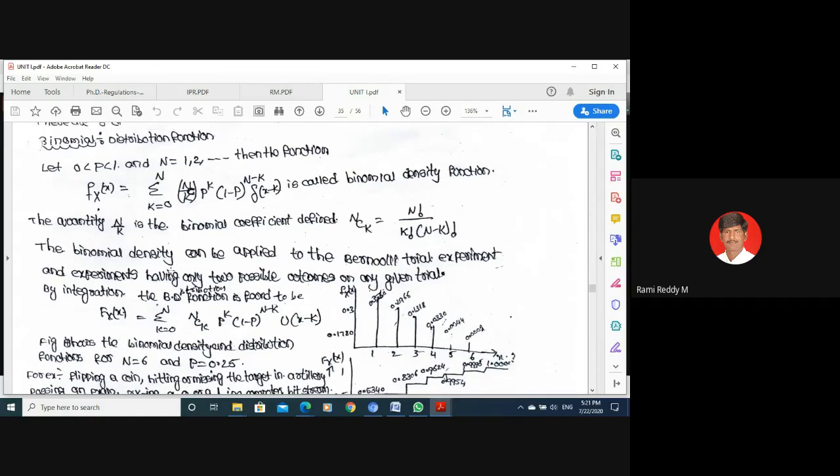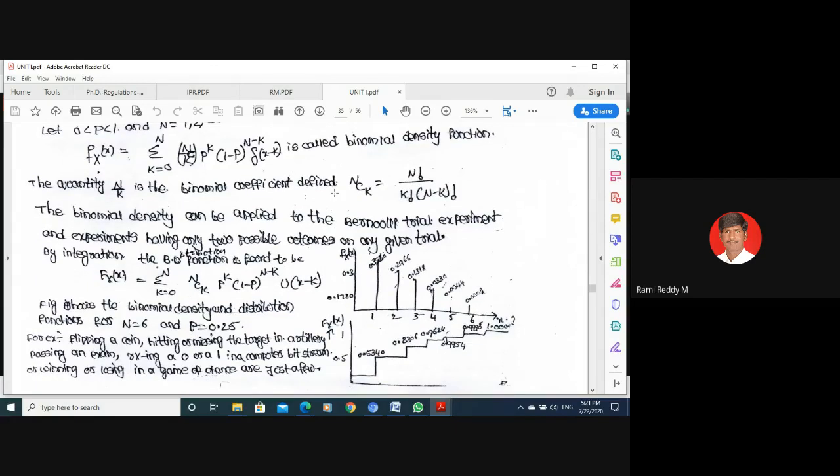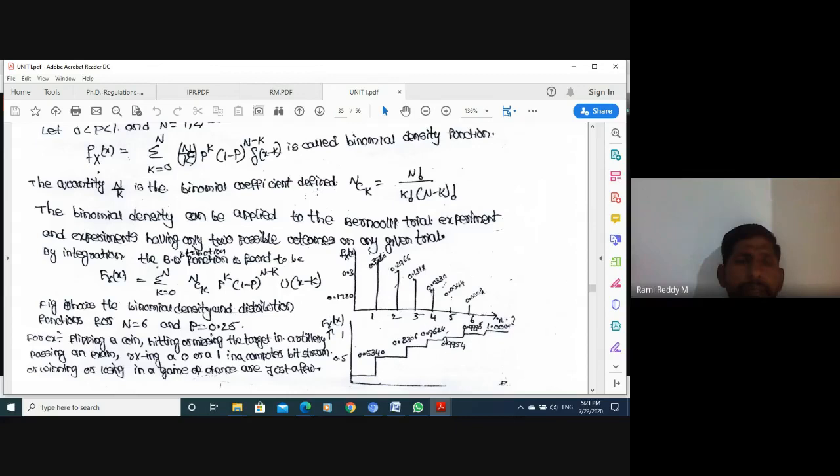Let p lie between 0 and 1, and N equal 1, 2, 3, and so on. Then the density function, given by the summation over k from 0 to N of NCk p^k (1−p)^(N−k) δ(x−k), is called the binomial density function. The binomial density can be applied to the Bernoulli trial experiment, with only two possible outcomes on any given trial. By integration, the binomial distribution function is found to be the summation over k from 0 to N of NCk p^k (1−p)^(N−k) u(x−k).